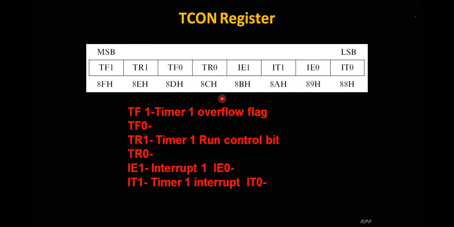The microcontroller should know that the timer is overflowed. So the timer should give a signal to the microcontroller. That signal we call the timer overflow flag bit. When the timer is overflowed, rolling over from FFFF to 0000, this bit becomes 1. This is given to the microcontroller so that it gets an interrupt that the timer has overflowed. So this is the timer overflow flag bit for timer 0 and for timer 1.